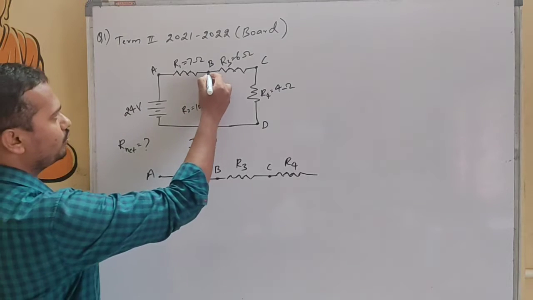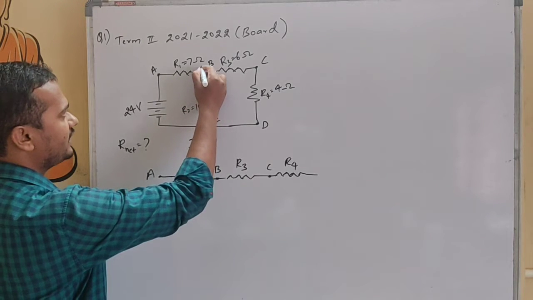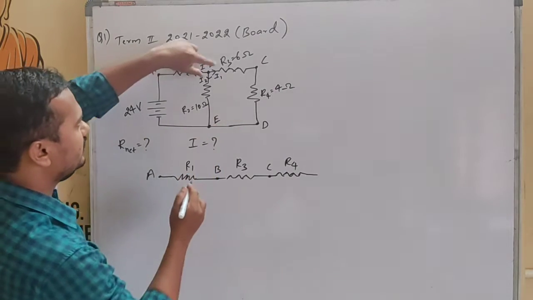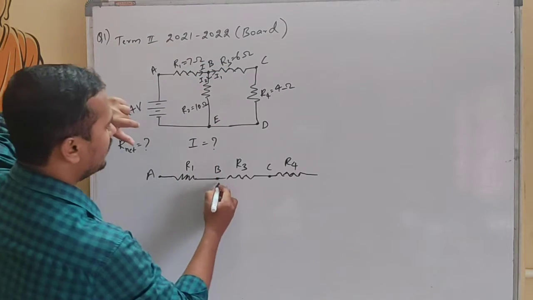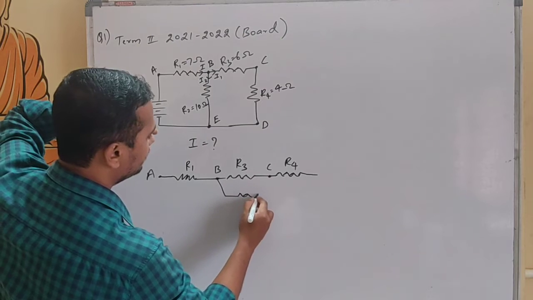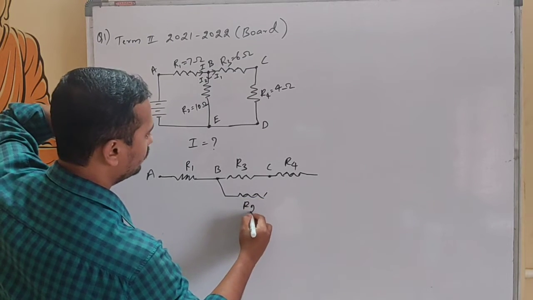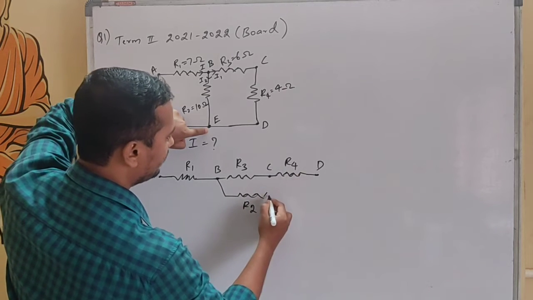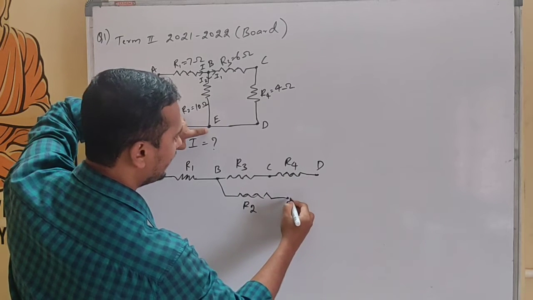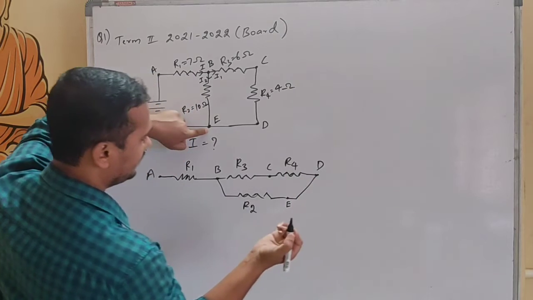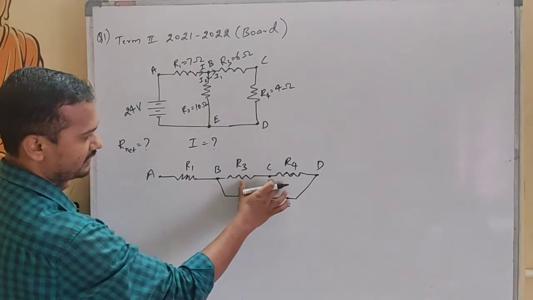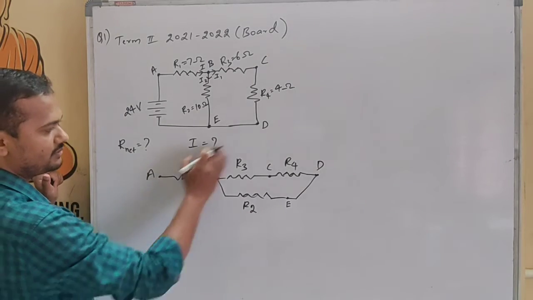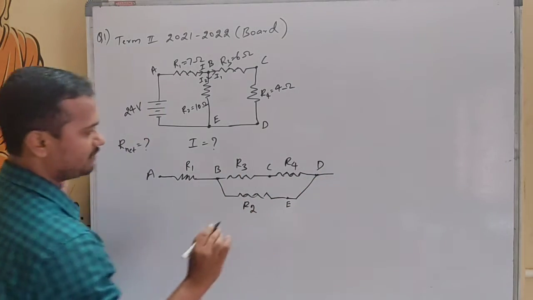Now for R2, if the current I is flowing here, it will split into I1 and I2. So what does it mean? These two are in parallel. This is my R2, and here it is connected to the end point D. So here we have D, and you can take E here. Again this one is connected to D. So these two are in series and these two are in parallel with R2, and R1 is in series with the remaining circuit. Now we have the simplified circuit.